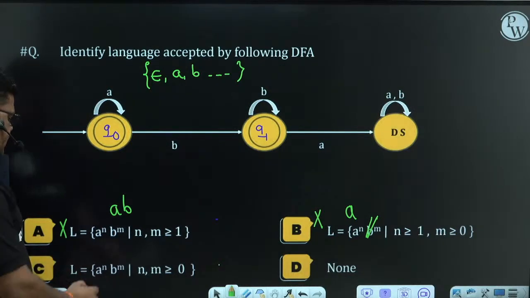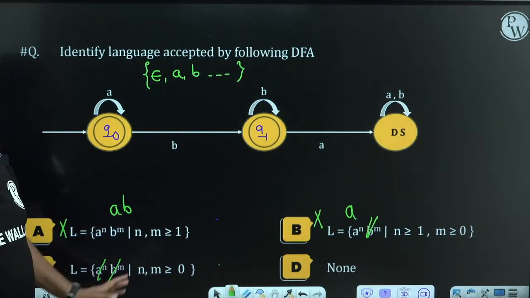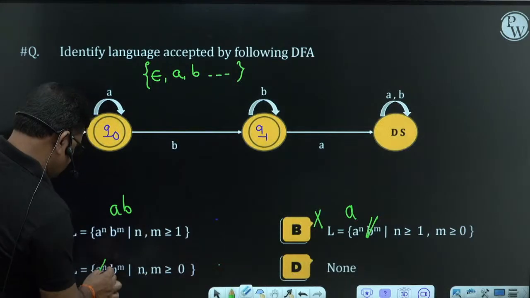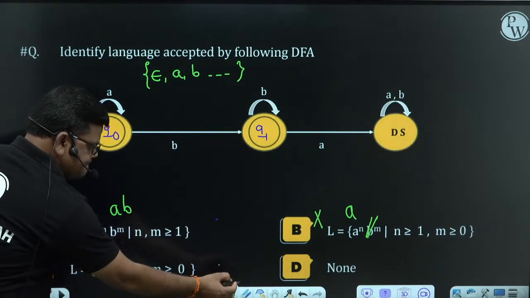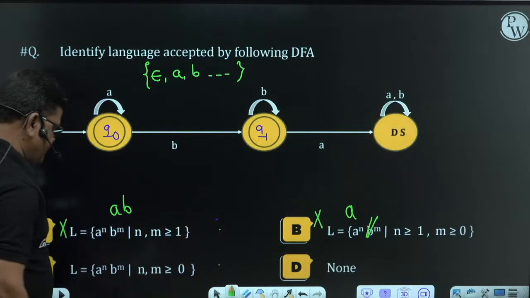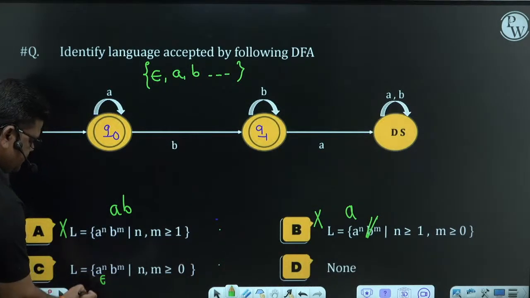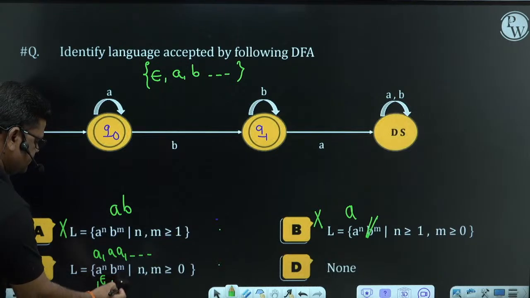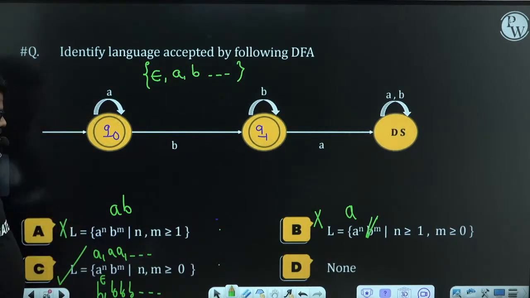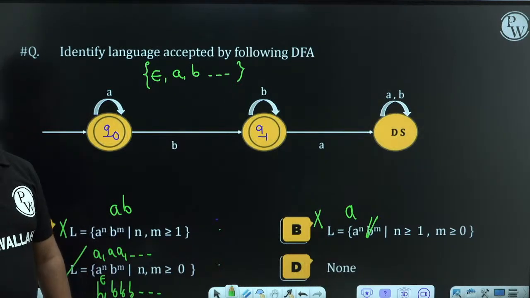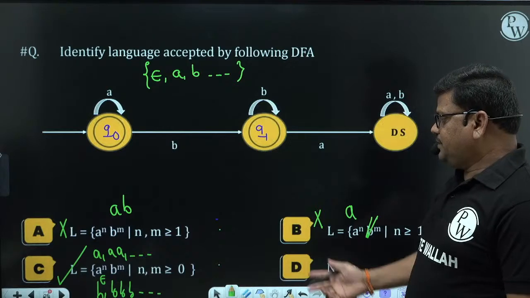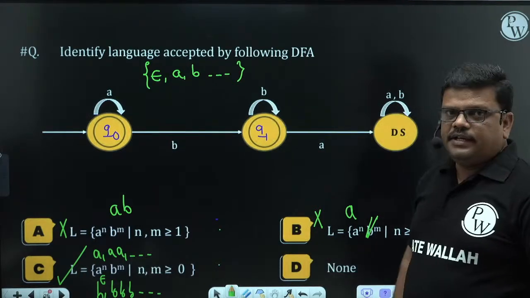See here. Can we generate epsilon from here? Yes. Epsilon. If I take B value as 0, only A is possible. Epsilon possible. Only A is possible. Only B is possible. So the correct answer for this question is C. Any confusion? C is the right answer. Any number of A's followed by any number of B's.